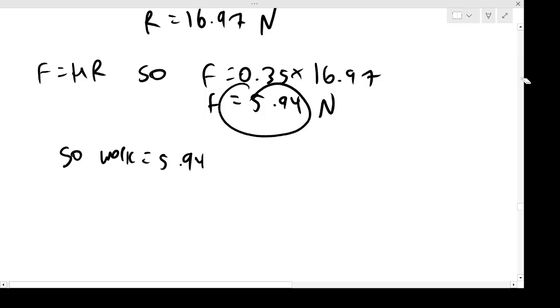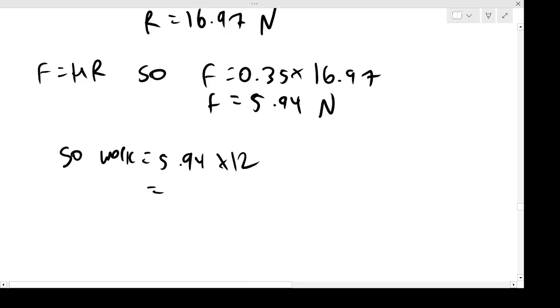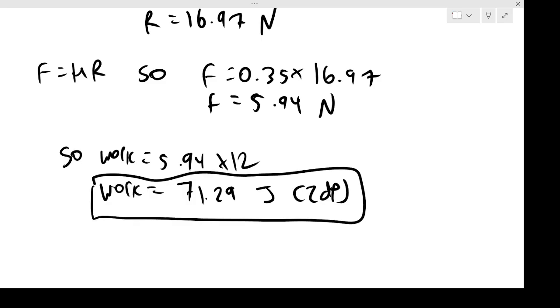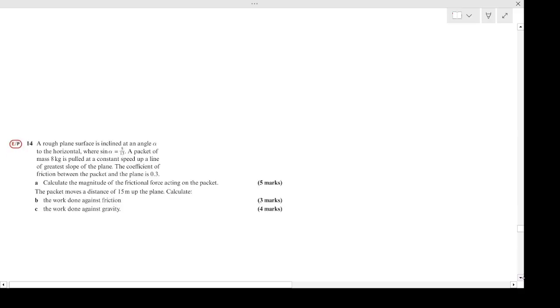So therefore, work for friction is going to be force, which is my friction, 5.94, times a distance of 12, as we can see here. And so if we work that out, we get the work to be 71.29 joules. And that is my answer. That is the work done by the friction force. Okay, cool. So yeah, it does everything in that question. So make sure you understand the steps of that question.